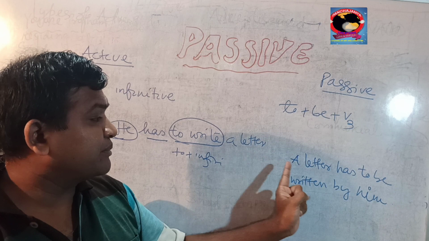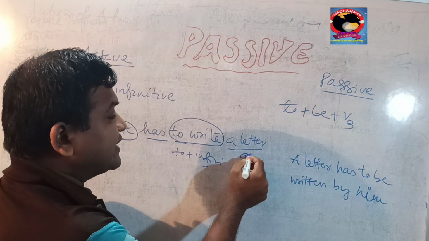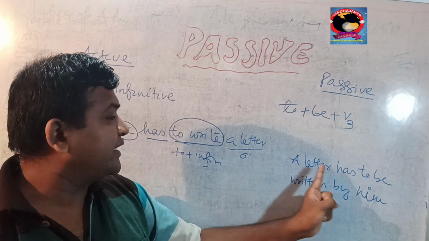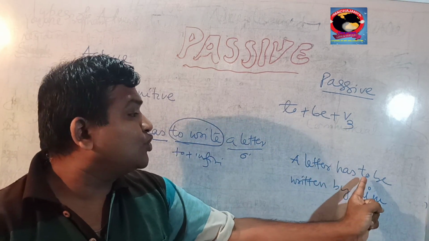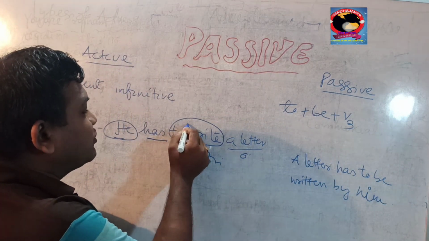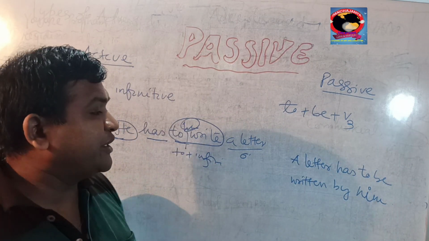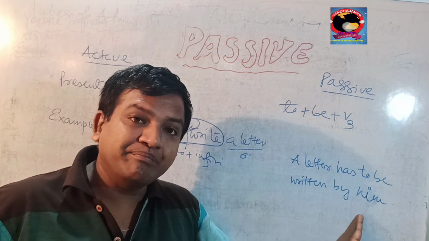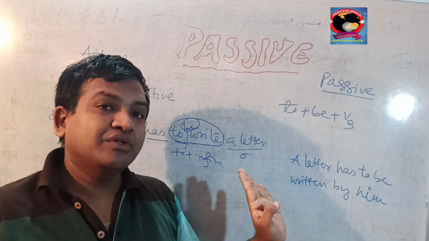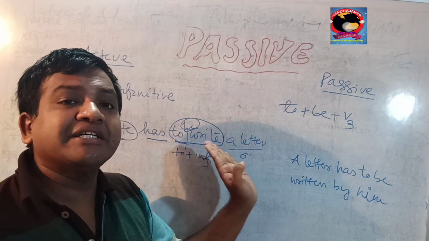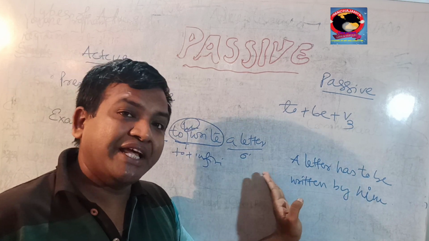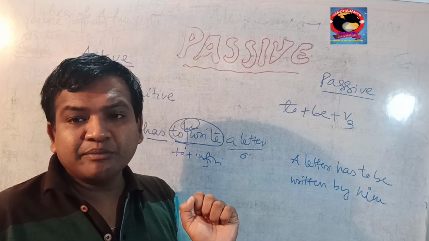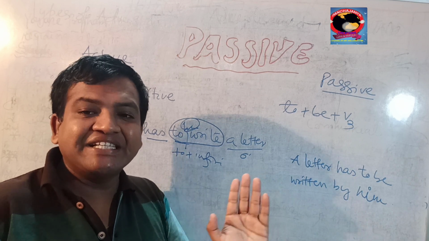Here what happened? This one is the object. A letter, has was there, so has comes here: a letter has to be written. To plus infinitive will be to be used. So a letter has to be written by him. So in to plus infinitive, if such things are there, then the passive will be like this. I think you are understanding comfortably what changes are coming there.